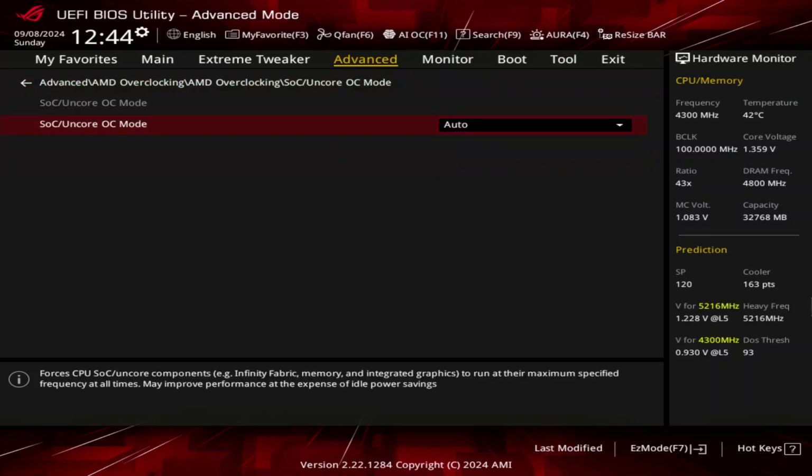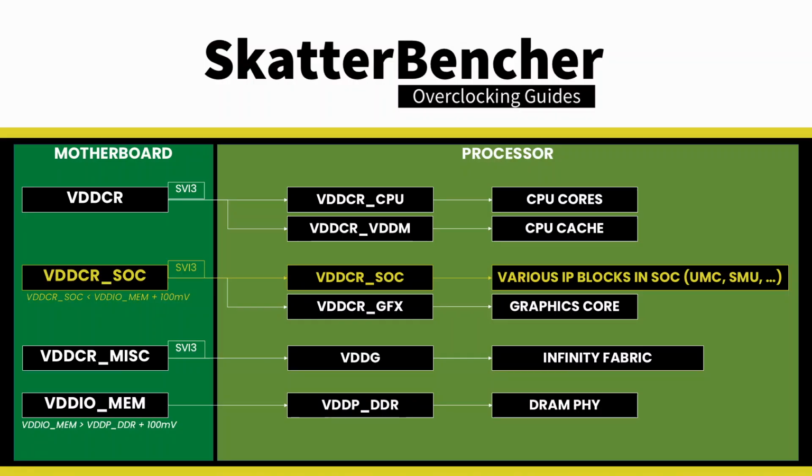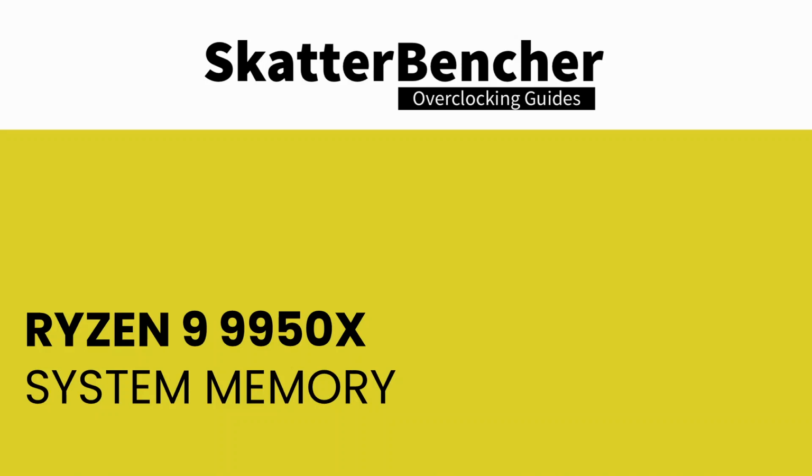It is also suggested to enable SoC Uncore OC mode to disable all power saving technologies affecting the clock frequencies of the memory subsystem. The VDDCR SoC voltage rail provides the external power for multiple internal voltage regulators on the SoC for the various IP blocks, including the memory controller. The VDD-IO MEM voltage rail is related as well, as it provides the external power for the VDDP DDR5 bus signaling.